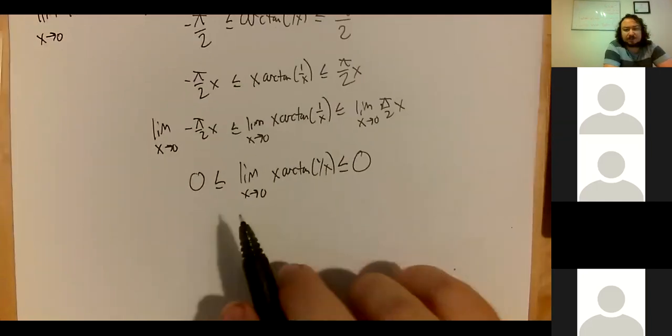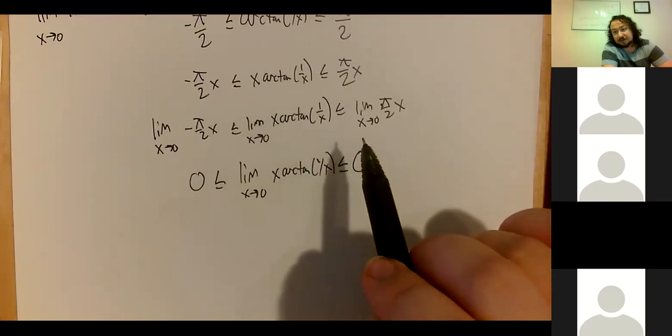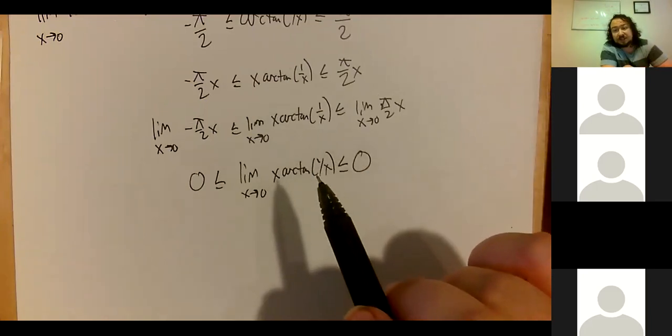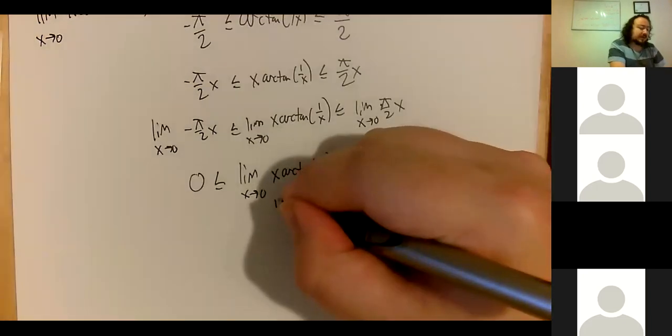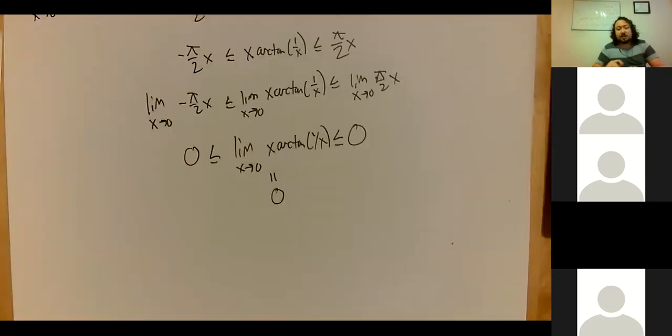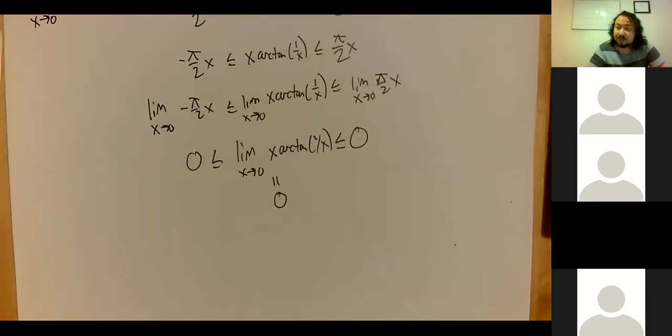Okay, so whatever this limit is, it needs to be greater than or equal to 0 and less than or equal to 0. But of course, the only way you could be less than or equal to and greater than or equal to the same number is if you are that number. That means that by the squeeze theorem, it's squeezed in between these two right here, our limit has to be 0.